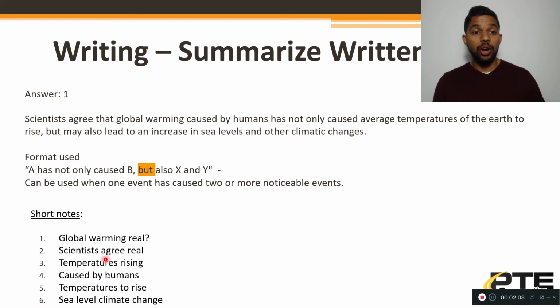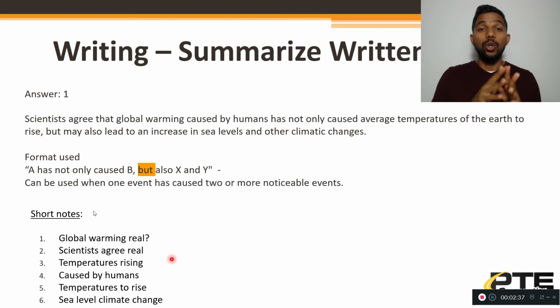I've captured the main point, which is around global warming. I've added supporting points as well. My vocabulary is good and diverse. I've picked up words directly from the passage, which is fine to do, and no grammar errors, and that's why it's a good answer. So the format here that I used is: A has not only caused B, but also X and Y. It can be used when one event has caused 2 or more noticeable events. So that's how you summarize and condense content.